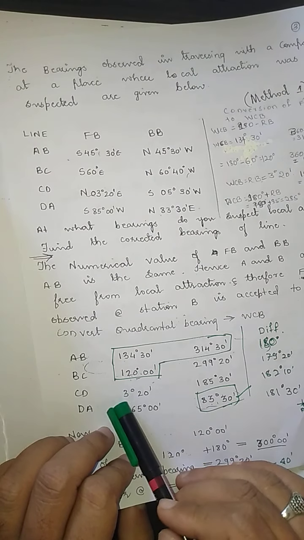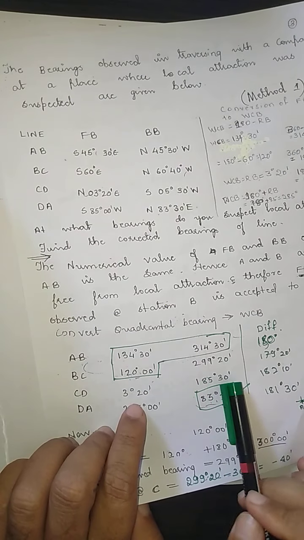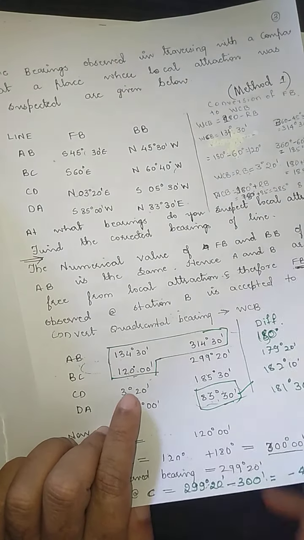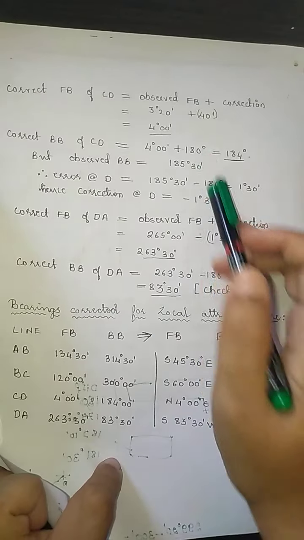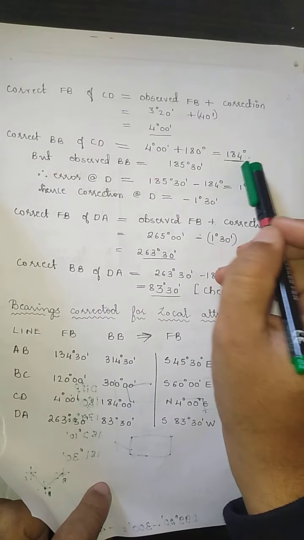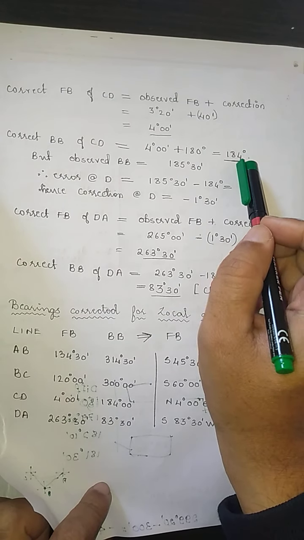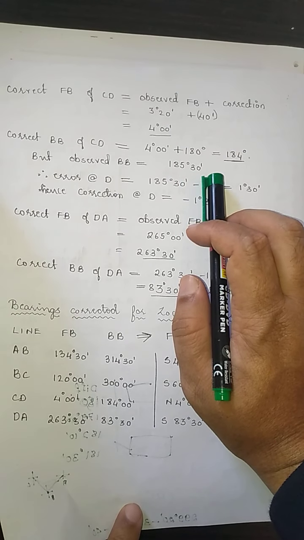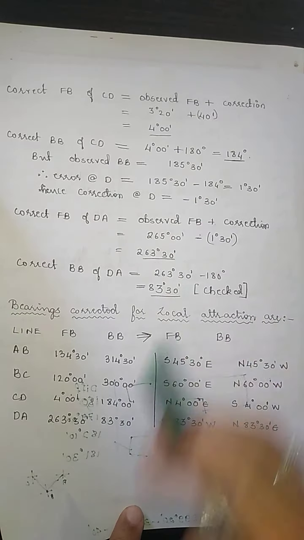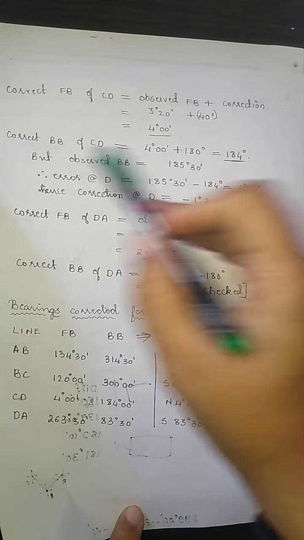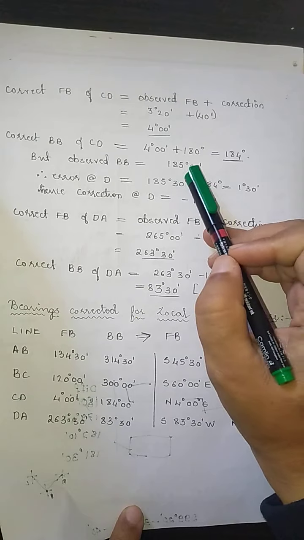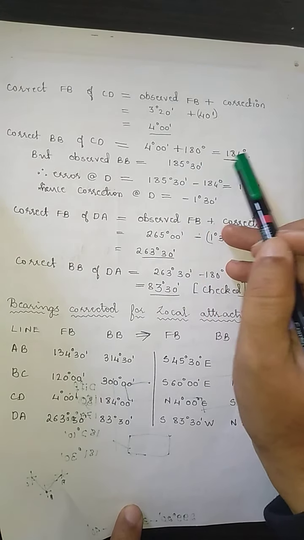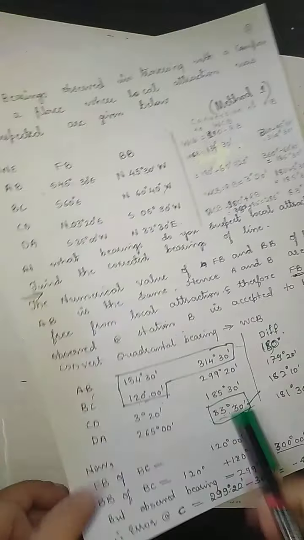So when this is 4 degrees, obviously this also has to be changed. So what are we going to add? We are going to add plus 180 to this. So here we have added 184 degrees. So the corrected back bearing reading of the line CD is how much? The observed back bearing is 185 degree 30 minutes, but the corrected back bearing is 184 degrees.